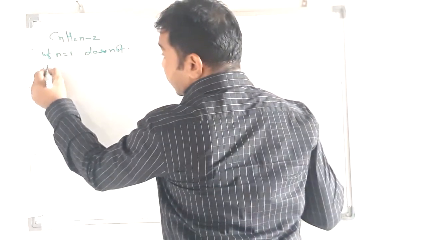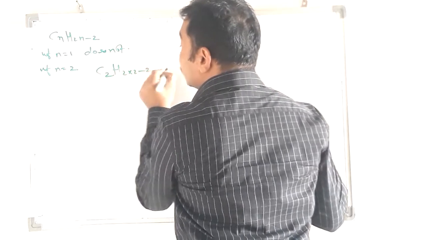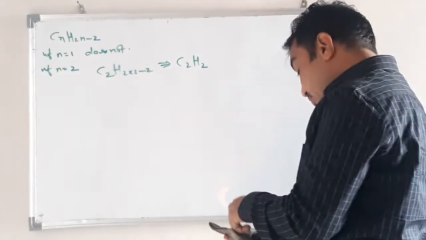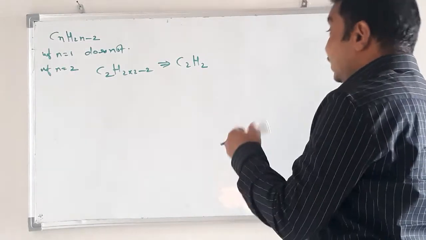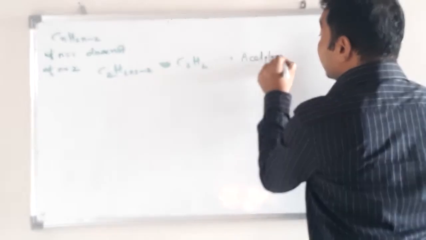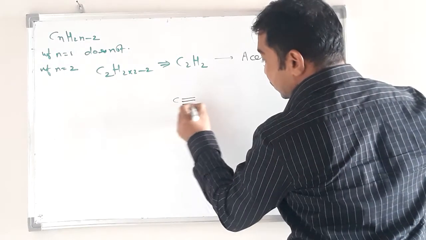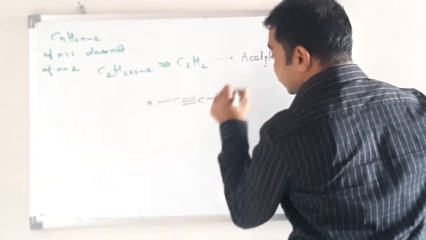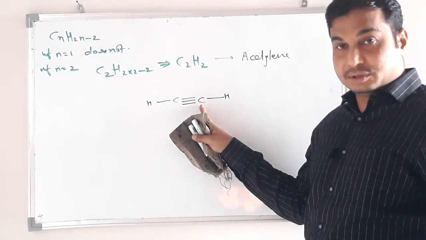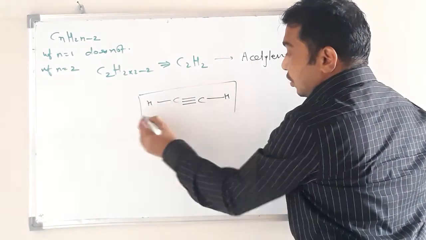If we put n equal to 2, then C2H(2x2-2), that is C2H2, and the name of the compound is acetylene. A very important compound, acetylene is in gaseous state and has this structure. See this. Here it contains 2 carbon atoms, and one carbon atom is connected to the second carbon atom by a triple bond. So this is the simple structure of acetylene.